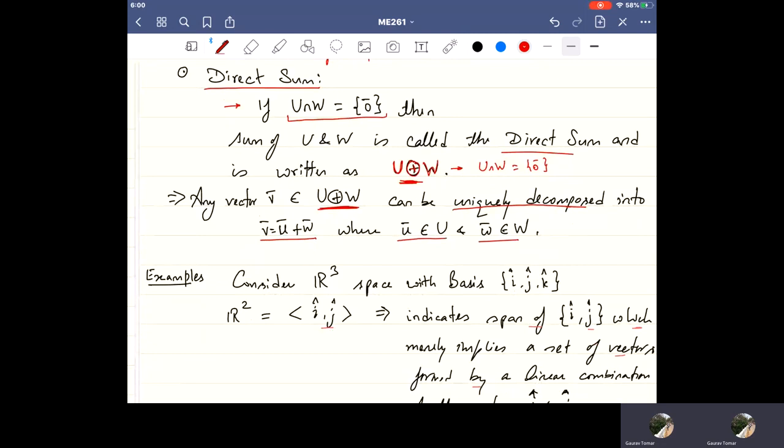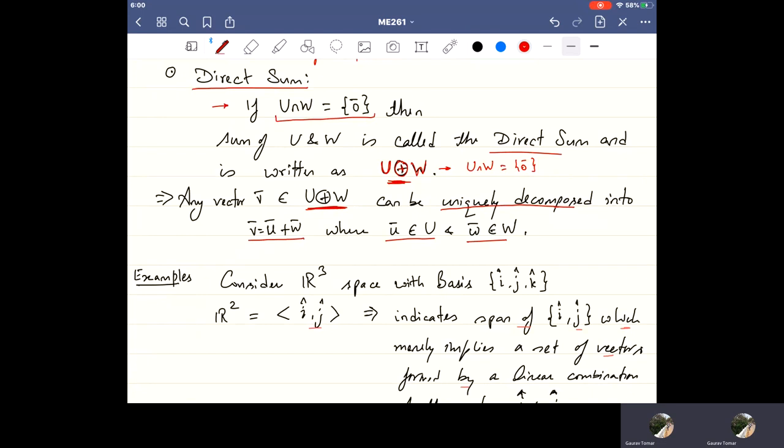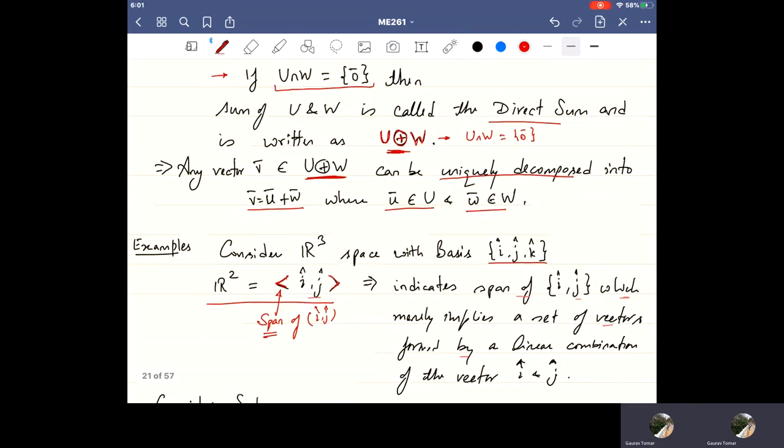Anyway, moving forward, let's take an example. We'll take an example of R cube, and the basis is the standard basis i hat, j hat, k hat, and then we form a subspace of that, which is R square, spanned by i hat, j hat. To denote these vector spaces using the basis vectors, we can sometimes use this symbol, which indicates the span of the vectors i and j, which means anything that can be formed by a linear combination of these two vectors. As I said, any set of vectors that you can form by linear combination also gives us the vector space. So we can say R square is the same as span of i and j.